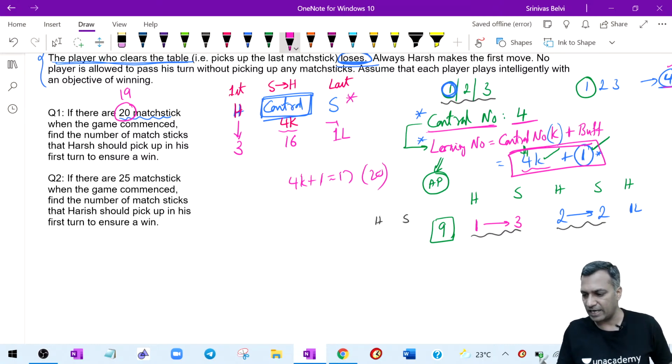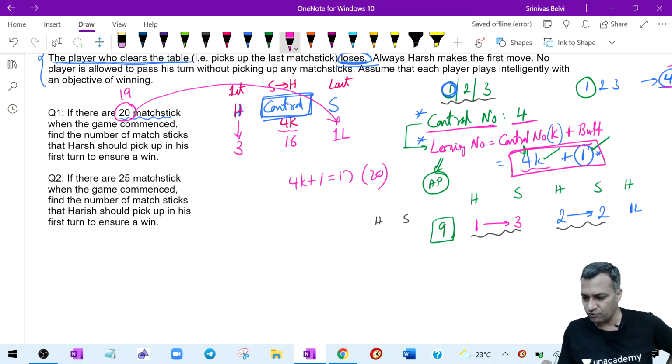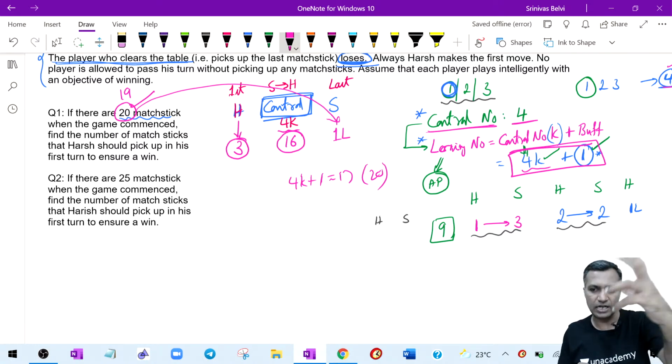Last move has to be made by Sachin. So therefore, you say that Sachin, you take 1. Therefore, you are giving 1 to Sachin. And you are saying that 4K is getting controlled. Multiple of 4 you write in between, closer to 20, which is 16. And therefore, you tell Harsh that, okay, you pick the remaining 3 there.